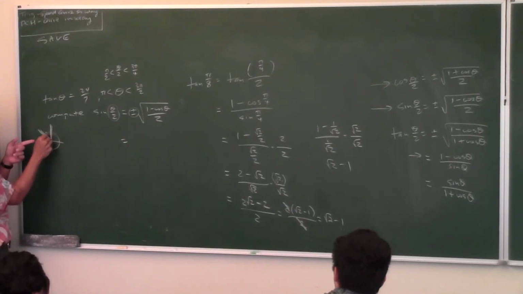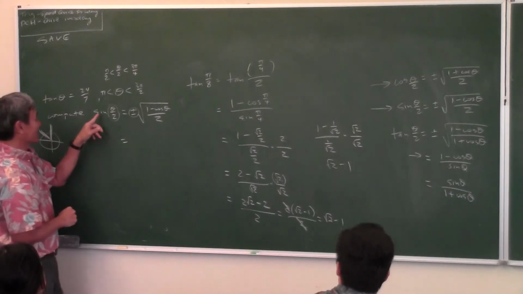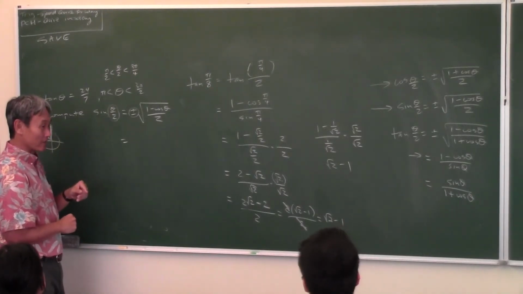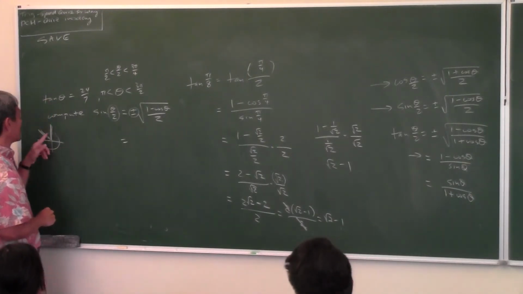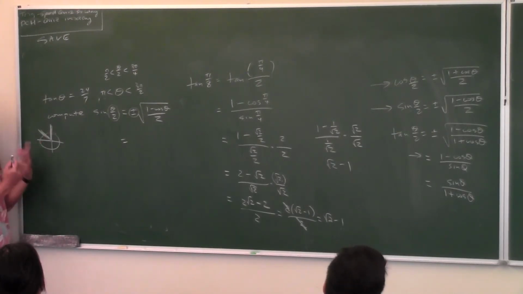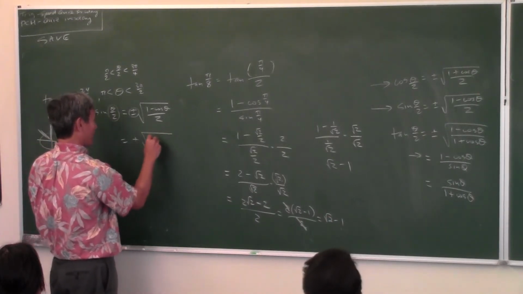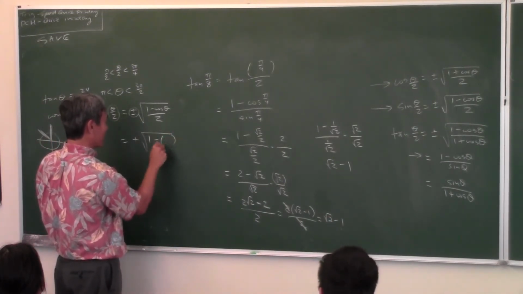If you're between here and here, what quadrant is that? Second. That's in the second quadrant. What is the sine of a second quadrant angle? What's the y coordinate up here? Positive or negative? It's positive, so you pick the positive one in this problem: the square root of 1 minus cosine theta all over 2.